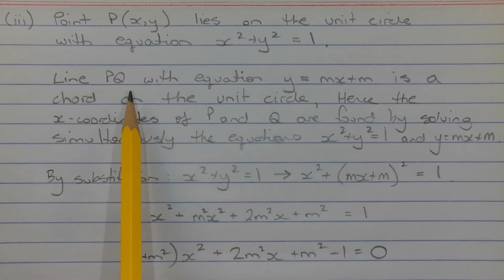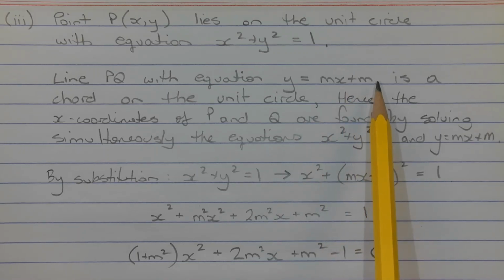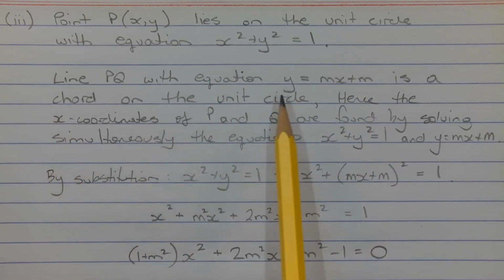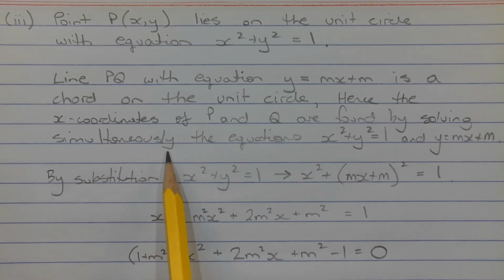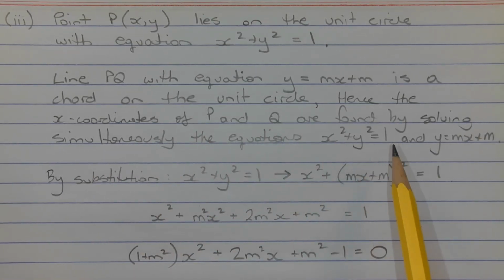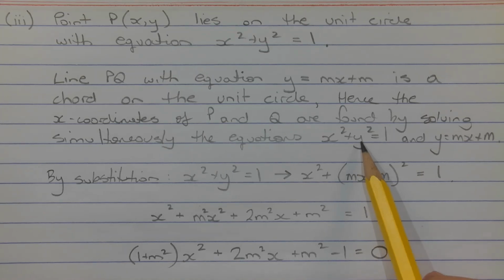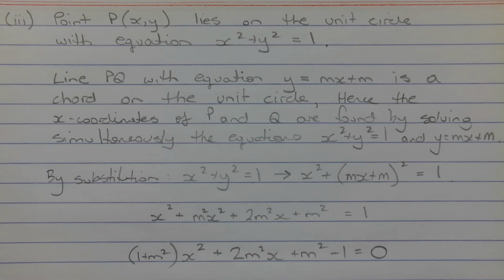Now, line PQ with equation y equals mx plus m, which we found in part 2, is a chord on the unit circle. That means it contacts the unit circle in 2 places. Hence, the x coordinates of P and Q are found by solving simultaneously the equations x squared plus y squared equals 1 and y equals mx plus m. So by substitution, in place of y in x squared plus y squared equals 1, I'm going to substitute mx plus m. So the equation becomes x squared plus (mx plus m) squared equals 1.